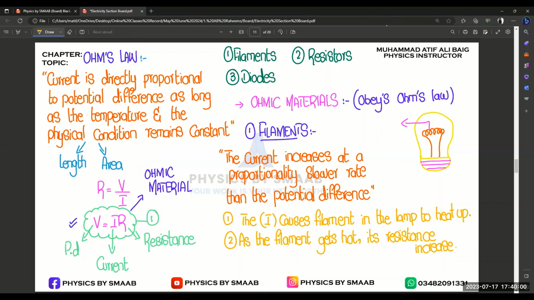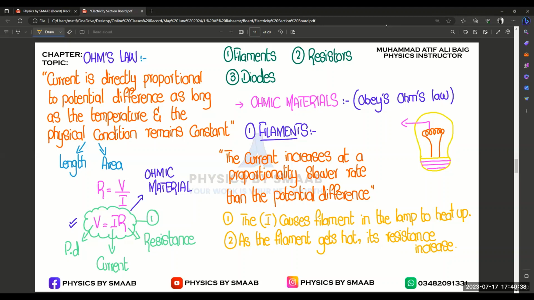So when resistance increases, current decreases, because both are inversely proportional. We already discussed that resistance is the hindrance in the path of flow of charges, and the rate of flow of charges is known as electric current. Now try to interlink all the concepts we studied before. If resistance increases, current will decrease, and if current increases, resistance is decreasing. So both are inversely related, not the same, right? So this is related to the filament.